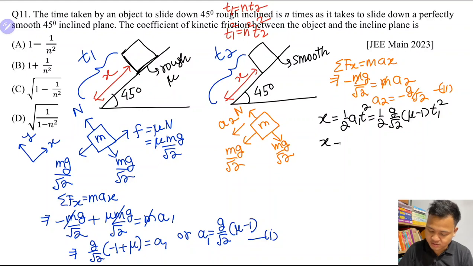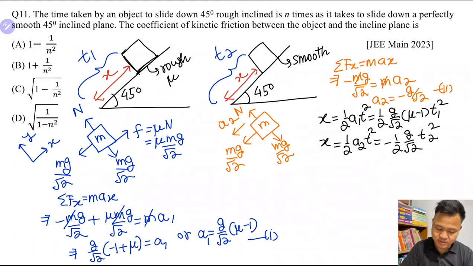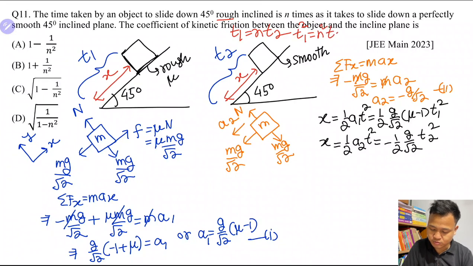Now the second equation for the smooth surface: a2 into t square, so half into minus g by root 2 into t2 square. Right. Here it says the time taken by the object to slide down the rough path t1 is n times that of the smooth surface t2. Okay, this is given. So t1 square is equal to n square into t2 square.